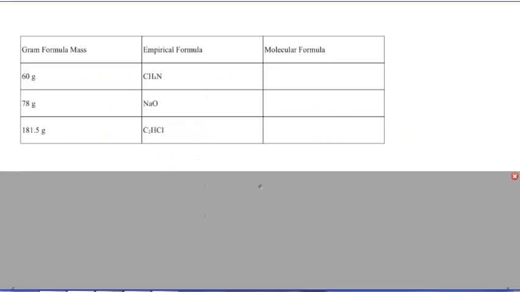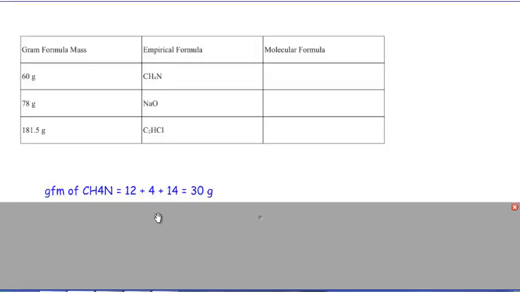Let's try some examples. In this first example, the empirical formula is CH4N. First, I'm going to find the GFM for that empirical formula. Carbon's mass is 12. There are 4 hydrogens, each with a mass of 1, so I'm going to add 4. And nitrogen is 14. When I add those up, the GFM of the empirical formula is 30 grams.